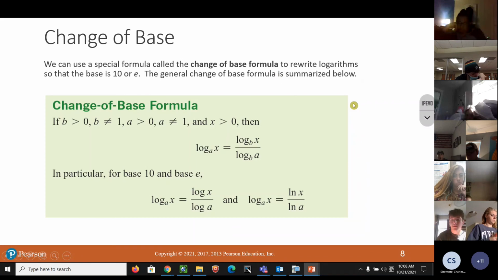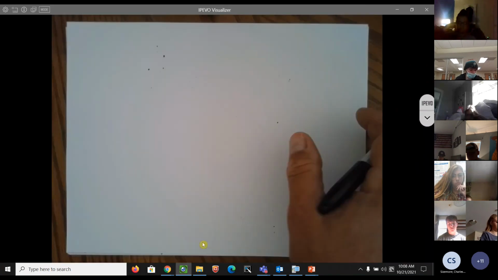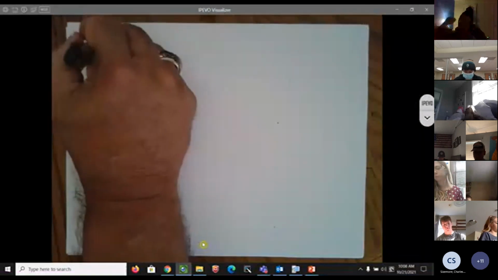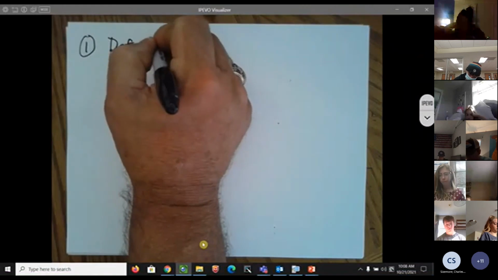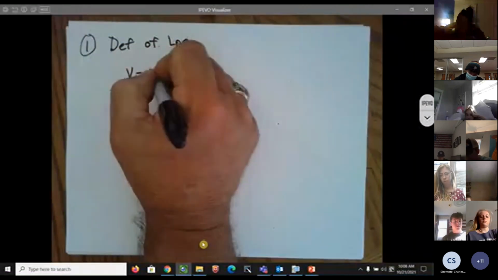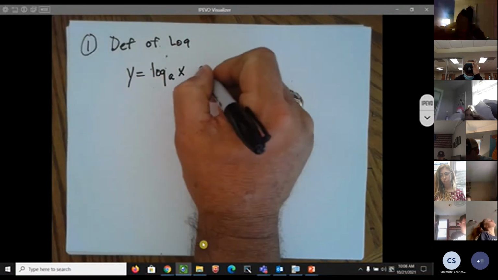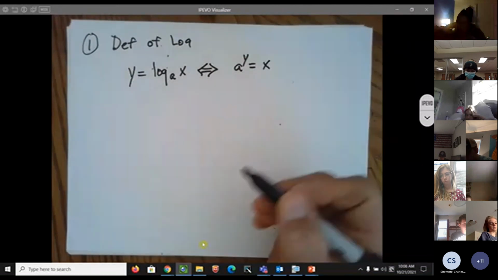The change of base formula, I've already showed you this. It's the last one. And I'm going to go through and write everything over again, so that even if you don't watch the videos, which 90% of you don't. Number one, the definition of a logarithm: y is equal to log base a of x yields a to the y is equal to x.